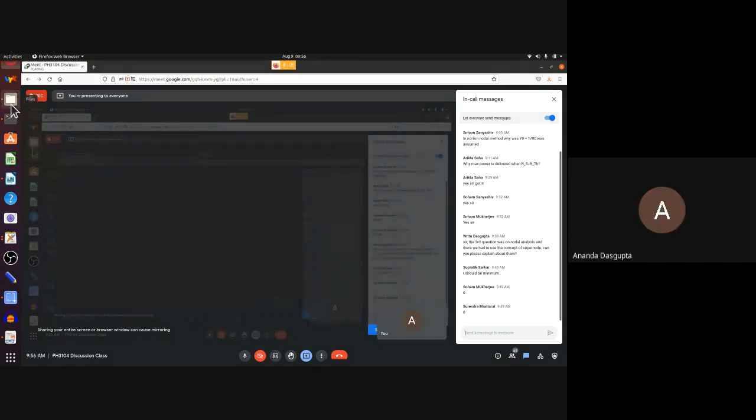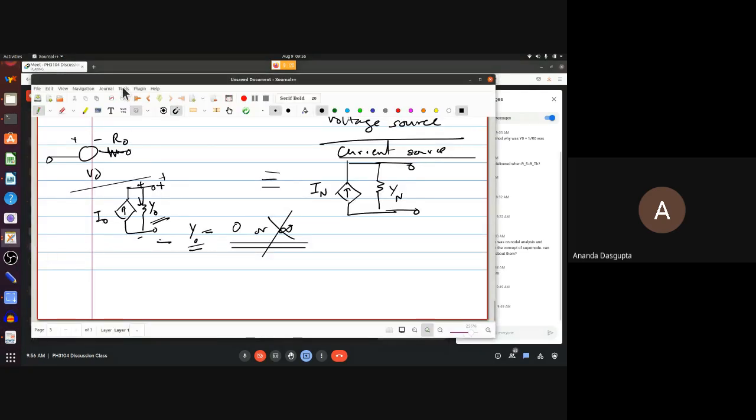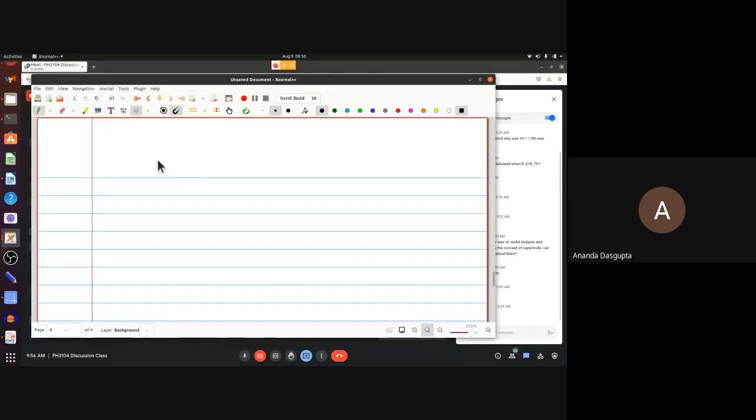No, that's not what I did in the example. That's what you have to do anyway. Let's see. What you are doing is you are replacing this thing, which is a voltage source, by this thing.